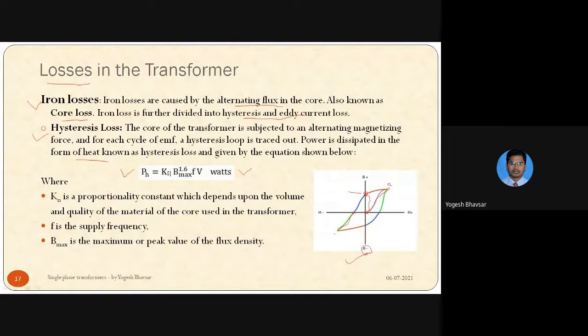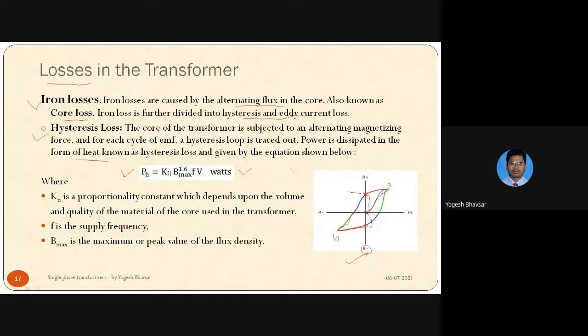Again at this point, say point B, we have stopped increasing the intensity. Again we are decreasing the intensity, then the flux density also decreases, but when intensity becomes zero, the flux density does not become zero. This is the residual magnetism always present in that core, in that magnetic material. And why is it a loss? The area under this loop is known as the hysteresis loss, or we can say it is a magnetic loss, right?